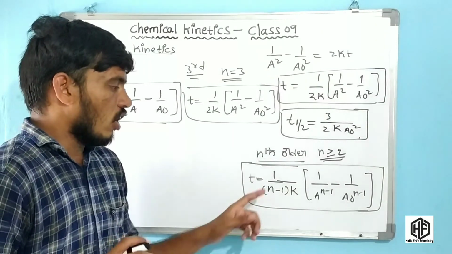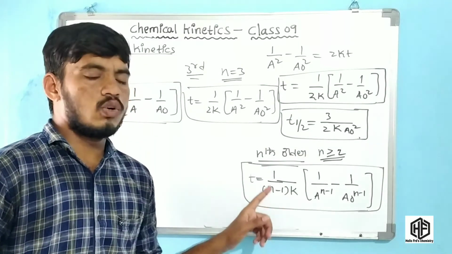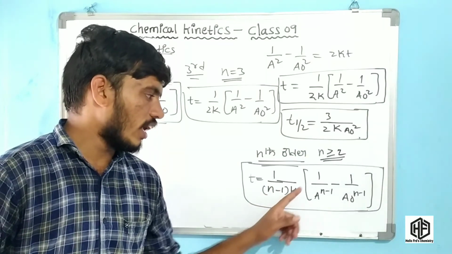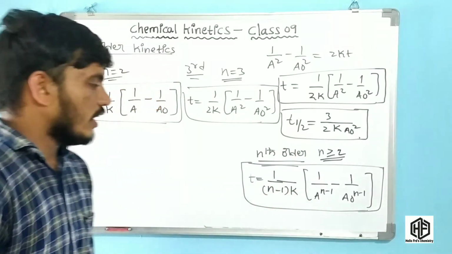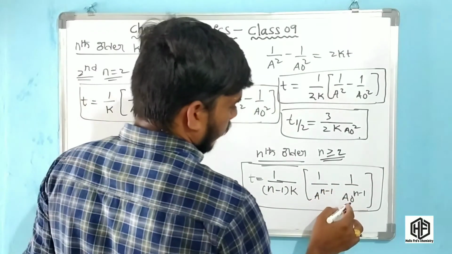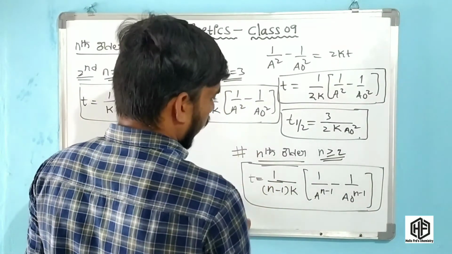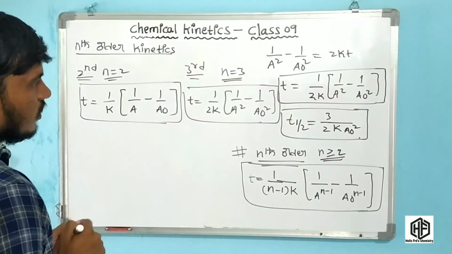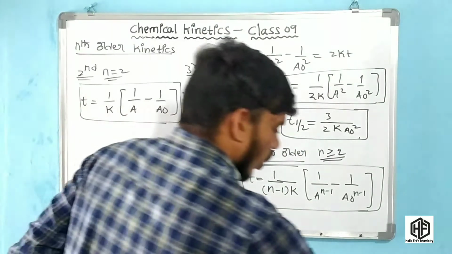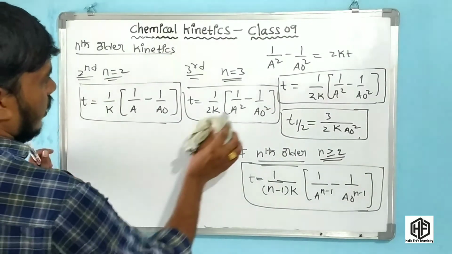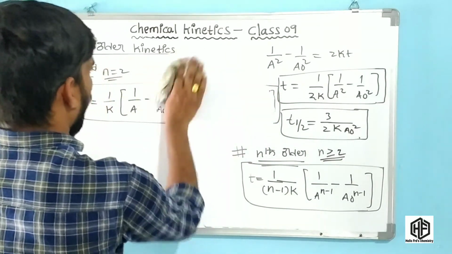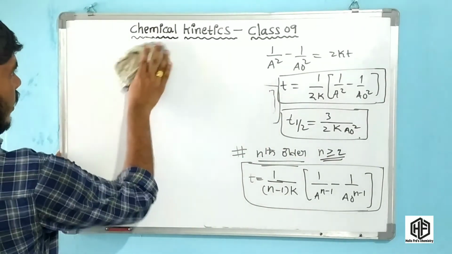The nth order integration rate law is T is equal to 1 by (n minus 1) into K into [1 by A power of n minus 1 minus 1 by A naught power of n minus 1]. This is very important, friends. This is the nth order. Okay friends, this is clear. And what is the half-life of the nth order kinetics?